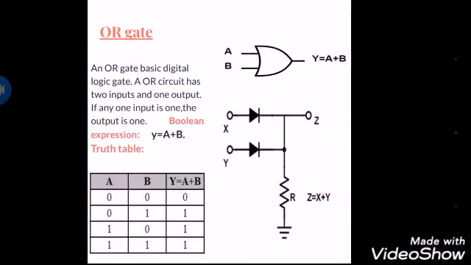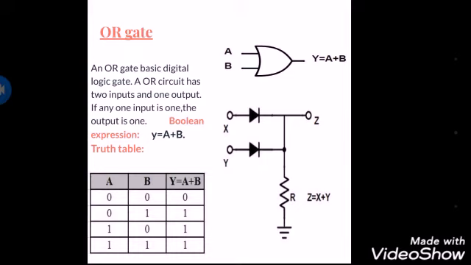Now let's go into the OR gate. The OR gate is also one of the basic digital logic gates. An OR circuit has two inputs and one output. If any one input is 1, then the output is also 1, or else the output is 0. Here the Boolean expression of the OR gate is y equals A plus B. Here the plus indicates OR. We can call it A or B. Here A and B are the two inputs and A plus B is the output.